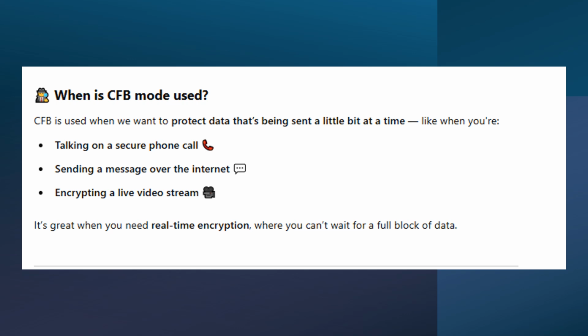CFB is used when we want to protect data that's being sent a little bit at a time. For example, when you are talking on a secure phone call or sending a message over the internet or even encrypting a live video stream. CFB is great when you need real-time encryption where you cannot wait for a full block of data.